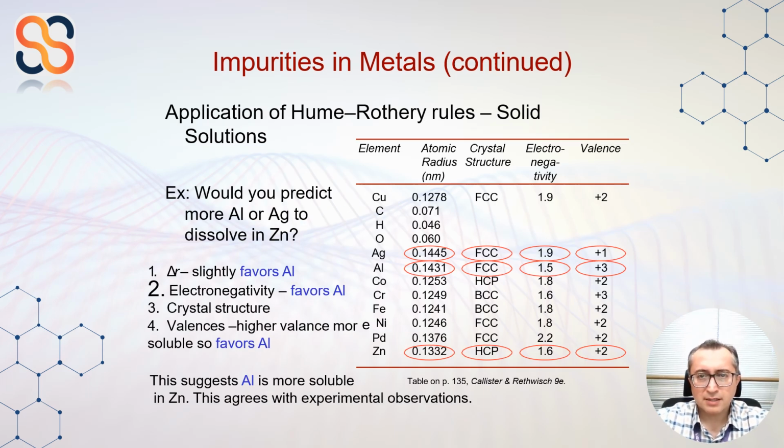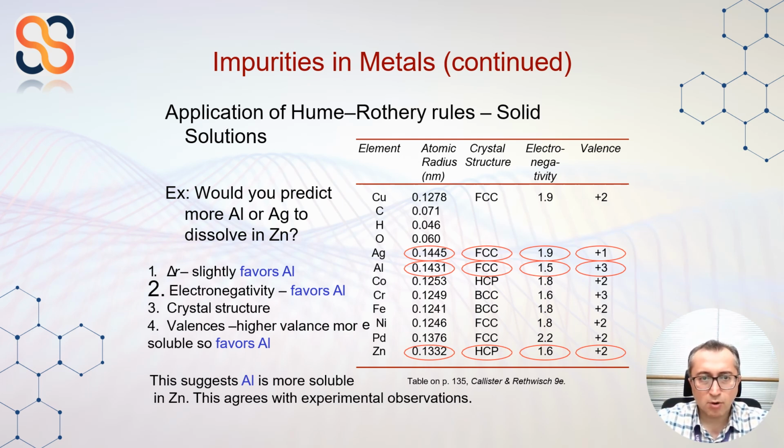So let's apply the Hume-Rothery rules to a practical example, determining whether more aluminum or silver would dissolve in zinc. First, we look at the atomic radius difference, or delta R. Comparing Al and Ag, we find that the atomic radius of aluminum is slightly smaller than that of Ag. It means that aluminum has a slight advantage in fitting into the Zn structure. Next, we study electronegativity. Aluminum has an electronegativity of 1.5, while silver has an electronegativity of 1.9. In this case, the electronegativity comparison favors Al because both metals are relatively close, indicating they are more likely to form a solid solution with Zn.